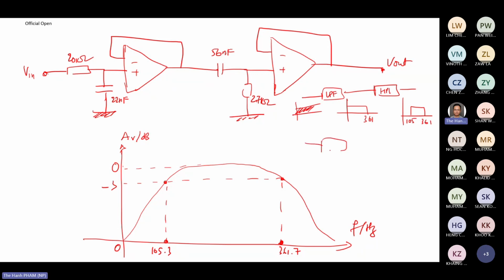But imagine if you have a high pass filter first, followed by a low pass filter. Now, here you have all frequencies. The high pass filter will remove everything below 105. So you have everything above. But the low pass filter only keeps up to 361. So in the end, you still have 105 to 361. So the order doesn't matter.